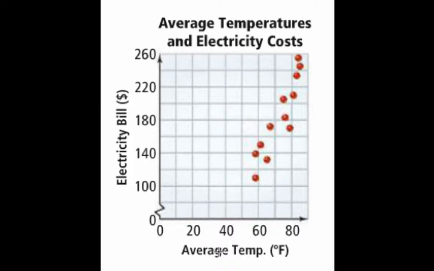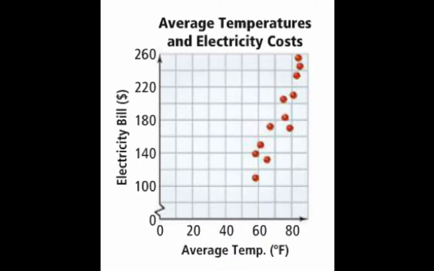Okay? And we know average temperature goes on the horizontal axis because for this problem, the electricity bill is going to depend on the average temperature. So our independent variable always goes on the horizontal axis, and our dependent variable always goes on the vertical axis. We have to decide on a scale.